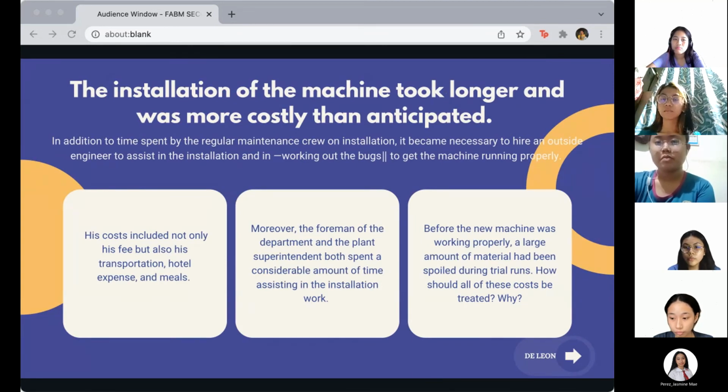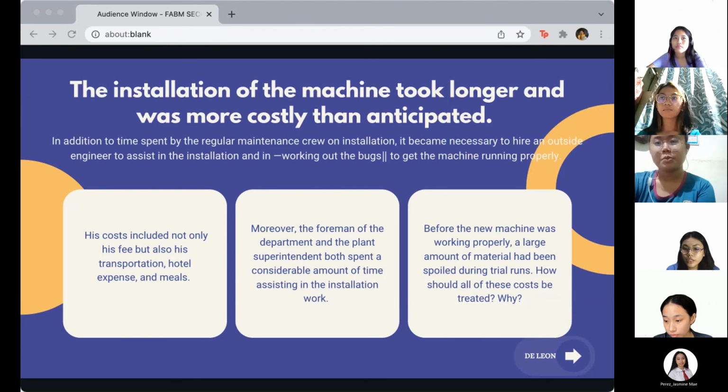The installation of the machine took longer and was more costly than anticipated. In addition to time spent by the regular maintenance crew on installation, it became necessary to hire an outside engineer to assist in the installation and in working out the bugs to get the machine running properly. His costs included not only his fee but also his transportation, hotel expense, and meals.